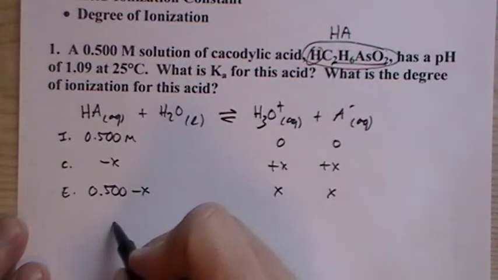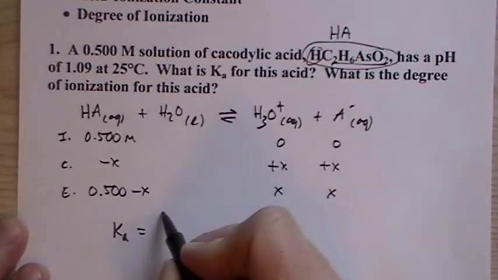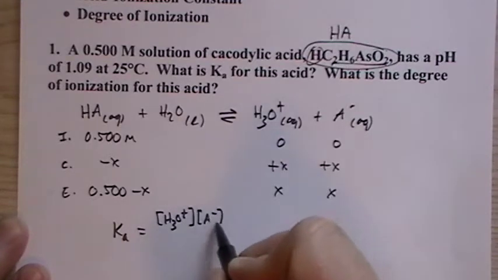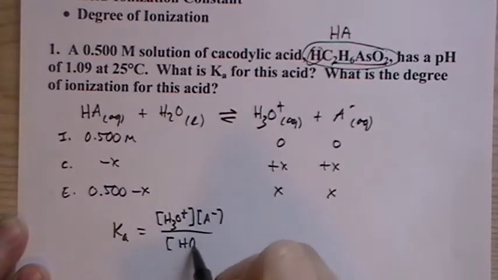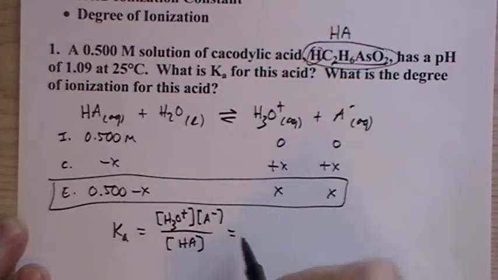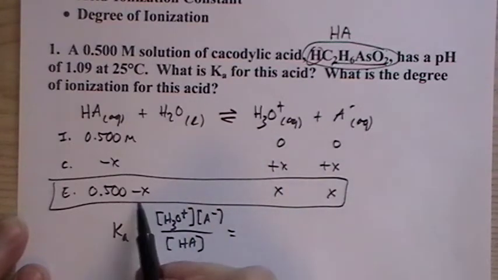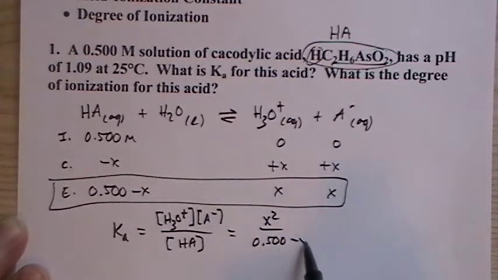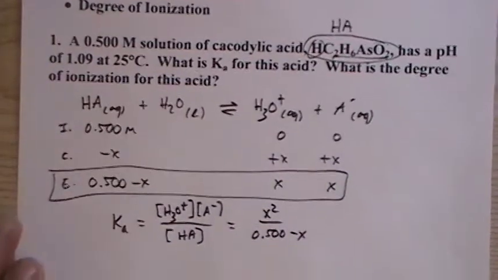Now, first let's write out the Ka expression. We need to find Ka, so we're going to have to use this expression. And now that we know what we have at equilibrium, at least as far as the ratios, we don't know what x is yet, but we know that we lose 1 x worth here, we gain it over here and here. So put these values in. Okay, now to find Ka, we need to know what x is.